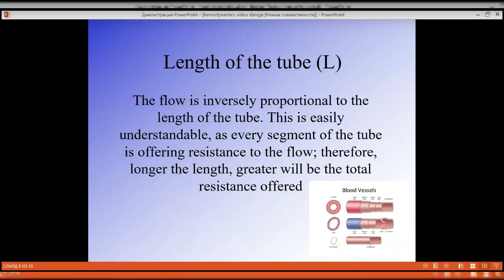Length of the tube: the flow is inversely proportional to the length of the tube. This is easily understandable, as every segment of the tube offers resistance to the flow. Therefore, the longer the length, the greater the total resistance offered. What does it mean? It means that in some people the length of the blood vessels is longer than normal. In these people, the blood flow and the blood pressure at the end of these blood vessels will be low, but against this, their resistance will be high.